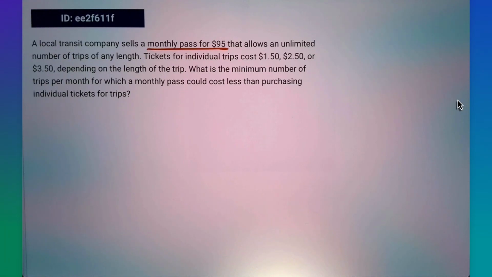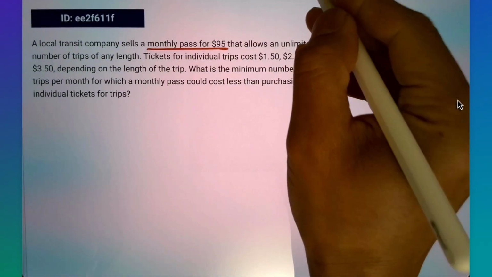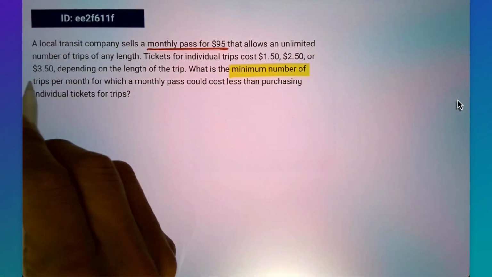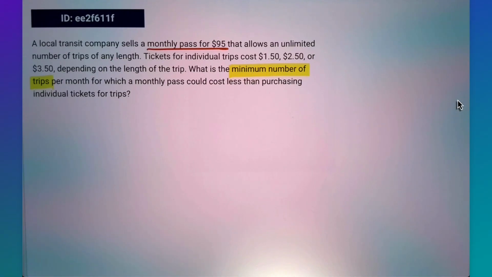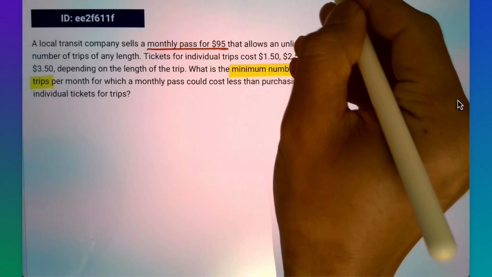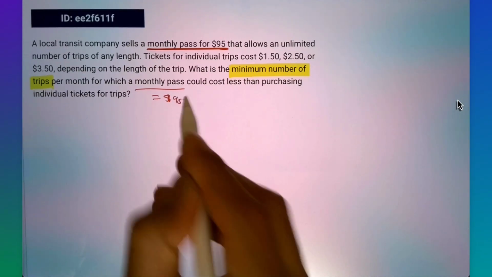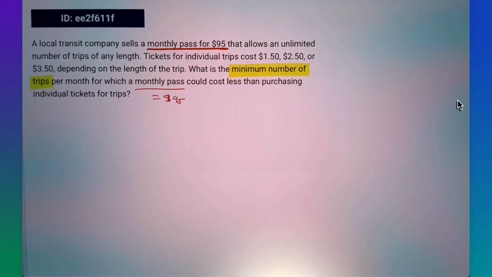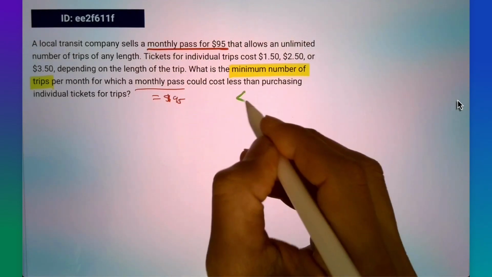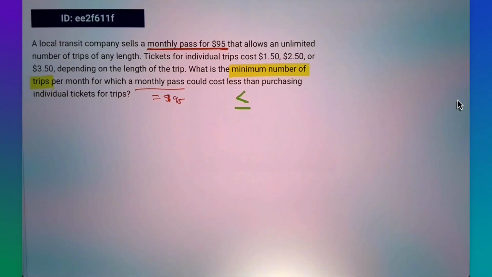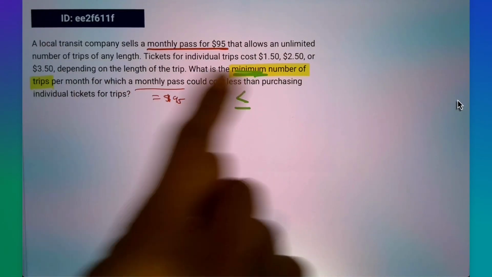What's the minimum number of trips? So the goal is to find the minimum number of trips per month for which the monthly pass of $95 could cost less than purchasing individual tickets for trips. So I underlined in red monthly pass. When you see the words less than, it's written like that. So if you want the minimum number of trips, would you go with $3.50 or $1.50?